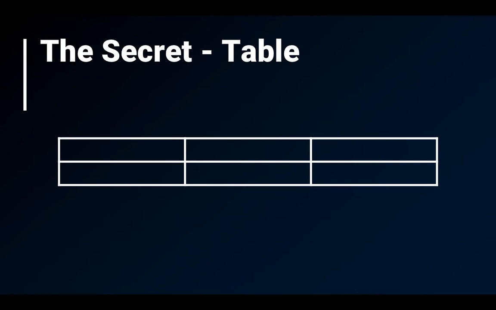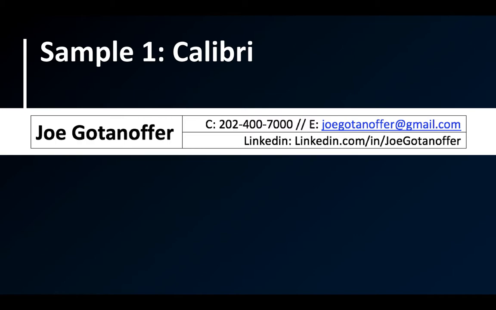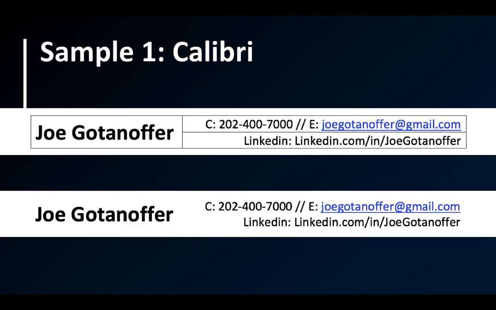Not one of these, but one of these. Let me show you what I mean. So first sample using the font Calibri. This is Joe got an offer, and this individual used a table to nicely organize their information using their name, contact info, and the LinkedIn just below. And if you remove the borders on a table, it looks just like this, and this is what you would put on your header.